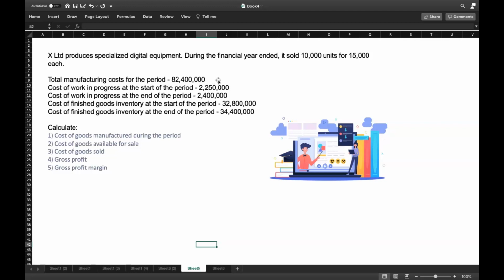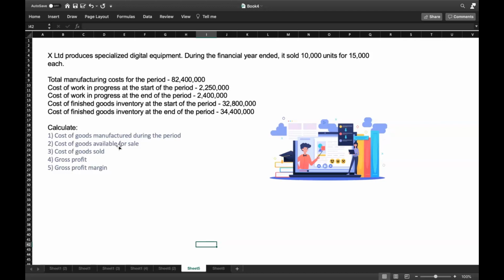8.24 crore. Then cost of work in progress at the start of the period and end of the period is given. Cost of finished goods inventory at the start of the period and end of the period is also given. You have to calculate 5 different items. Generally for these questions they'll give you choices, A, B, C, D, and you have to select the correct one. Here I'm not getting into the choices. I'll show you how this calculation has been done.